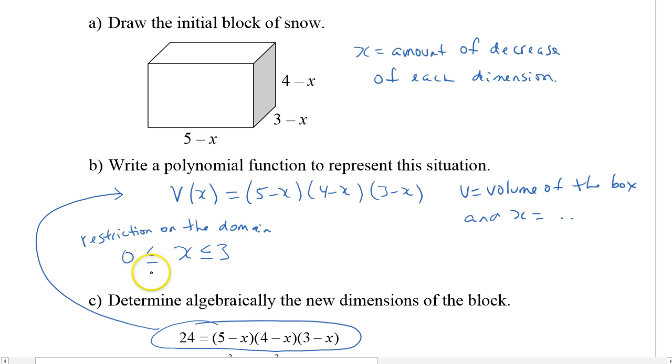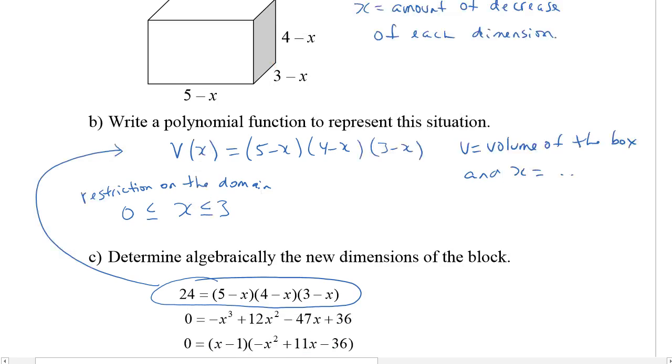So that would be a restriction on the domain. If you pick something less than 0 for x, you'll have a larger block of snow, which you can't melt a larger block. If you have an x greater than 3, then you're going to be having a negative dimension. This side here, 3 minus x, would be less than 0. So that's thinking about how the polynomial function models or represents this situation.